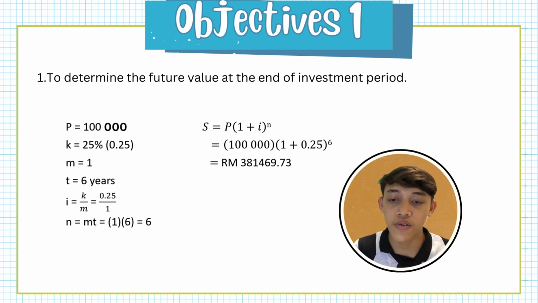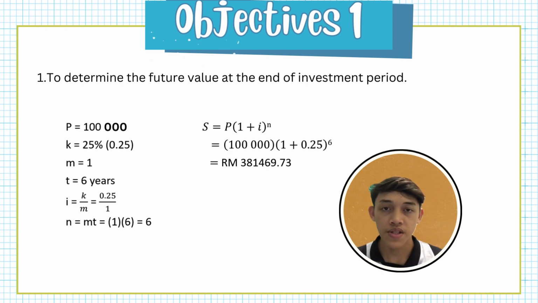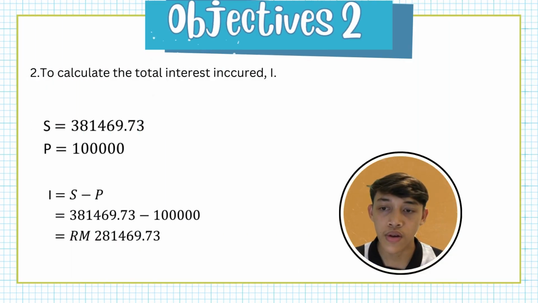Starting from here to find S, the formula is P in the bracket 1 plus I in the power of N. So we just need to enter all the information into the formula. And the S, which is the future value, we get 381,469.73. Objective 2, to calculate the total interest. So we have the S, which is the future value, equal to 381,469.73 ringgit. Next, we have P, which is 100,000 ringgit.